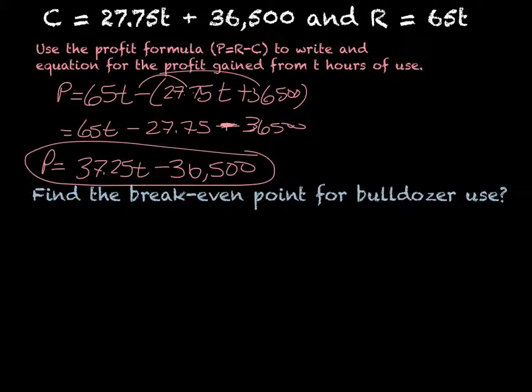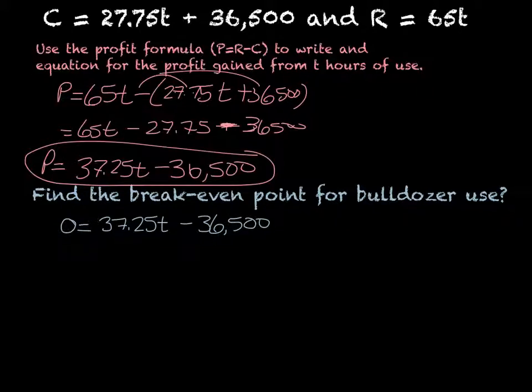And finally, the last part is the break-even point. So the break-even point is where the revenue and the costs are the same. So my profit is 0. We are breaking even. So 0 equals 37.25t minus 36,500. And then I just solve for t.